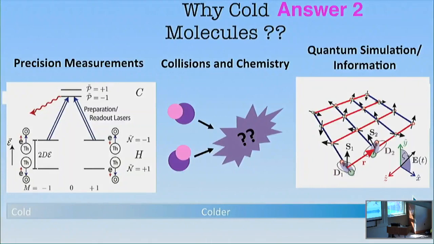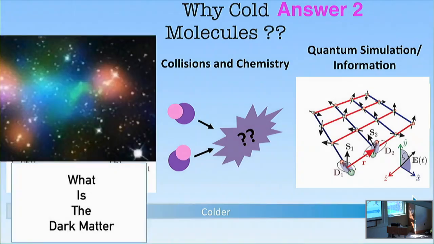So again, answer 2, I'll just expand on this. There's a lot of physics. Most of the work with cold molecules has so far been driven by quantum simulation and information. There's lots of theory about how molecules can be used to simulate spin lattice Hamiltonians, make quantum computers, etc. I've always been interested in collisions in chemistry. There are some fundamental questions about collisions that we just do not know the answer to. They're really very fundamental questions about cold collisions.